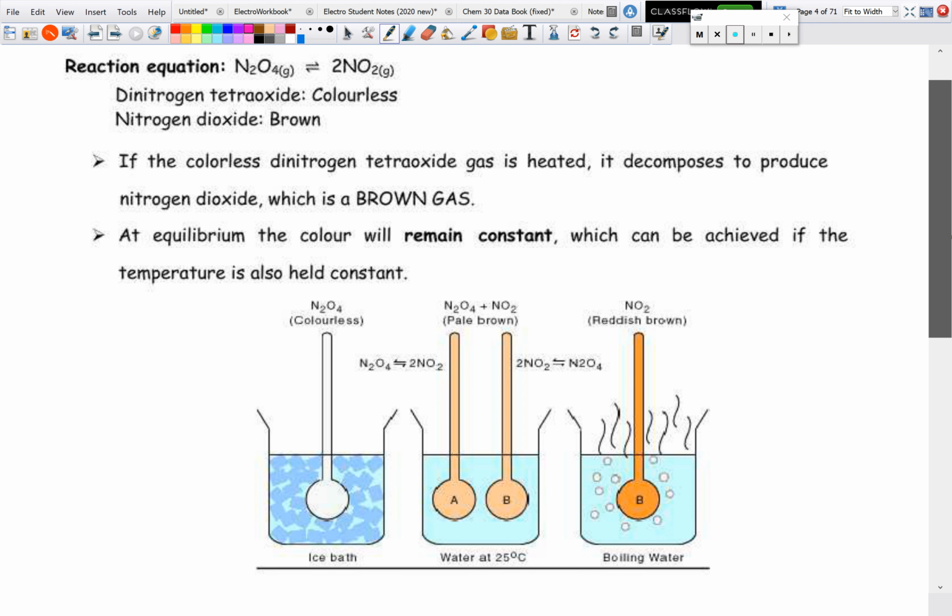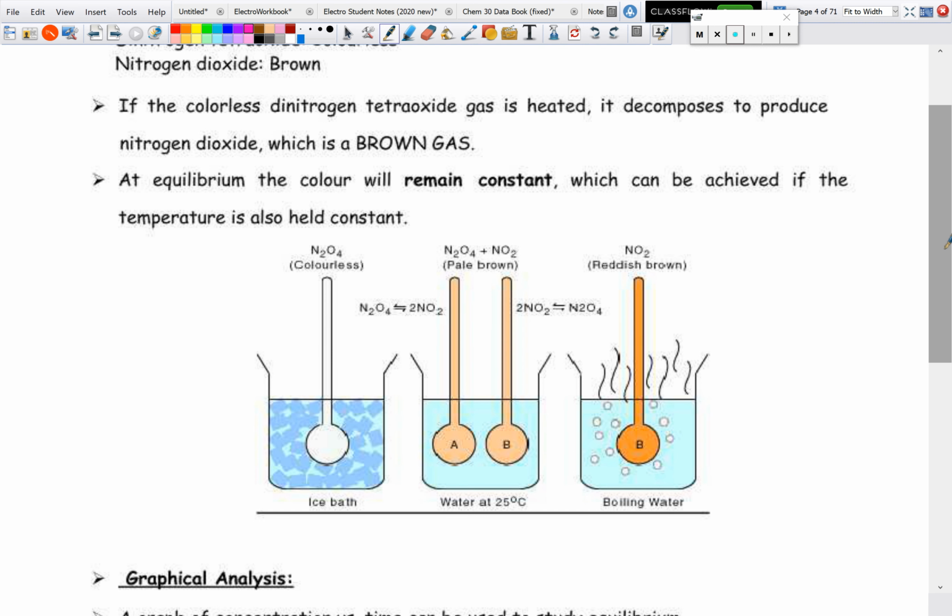So for example, if we have the gas in an ice bath, it's just going to stay colorless. Now as the ice starts to melt and we start to heat it up a little bit, we'll notice a pale brown color being formed. And if we put it in boiling water, where the temperature stays the same, we will get this brown gas being formed. And then you can adjust the colors based on the temperature. So this is why for equilibrium we need to have a constant temperature.